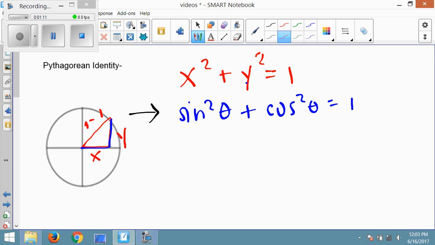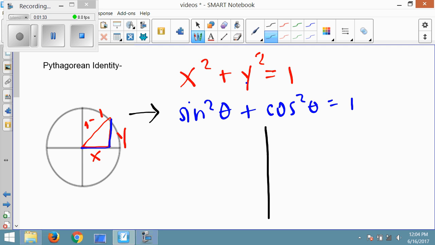My trig teacher always said this was the most important identity that you need to know, to use the most often. But it's actually derived from the unit circle. It's called Pythagorean identity because it basically comes from the Pythagorean theorem that you learned back in geometry. So that's the first one.